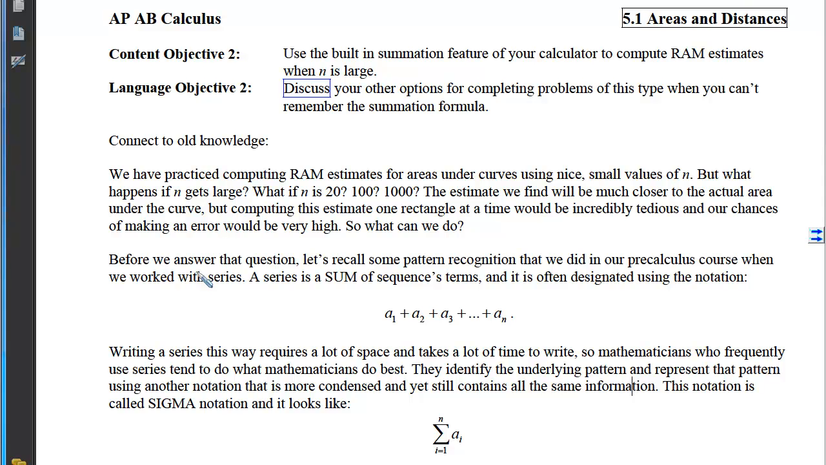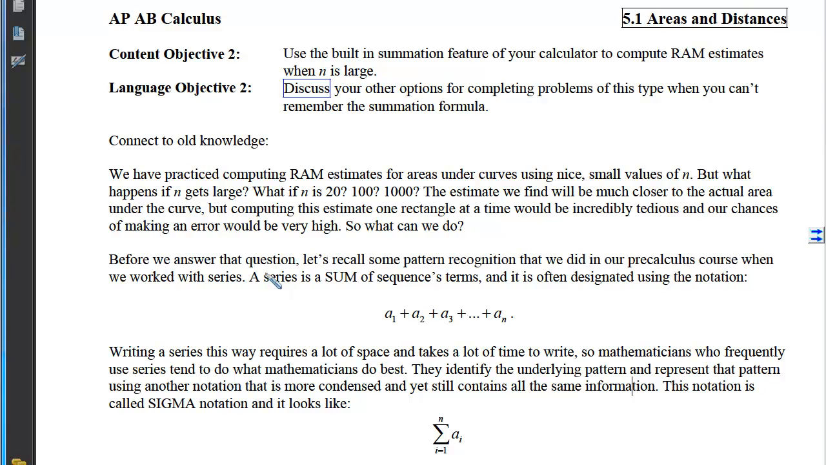To get toward this, we're going to connect to our old knowledge. We've practiced computing RAM estimates for areas under curves using nice small values of n. But what happens if n gets large? What if n is 20, 100, or even 1,000? The estimate we find will be much closer to the actual area under the curve, which is a good thing.